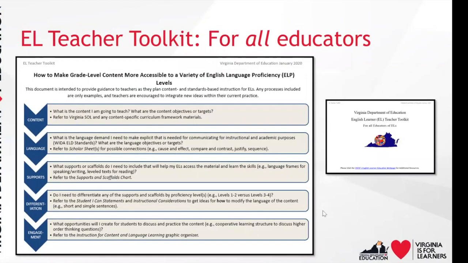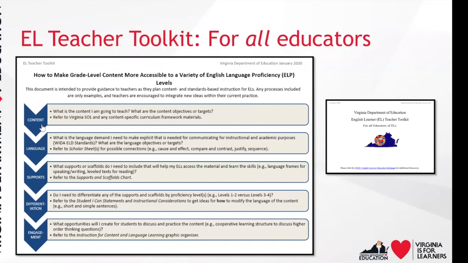The EL Teacher Toolkit, as I mentioned, is available, and it has some guiding questions as you're thinking about lesson planning. So always starting with your content. We always want to make sure that students have access to that grade level content. That's part of our equity.